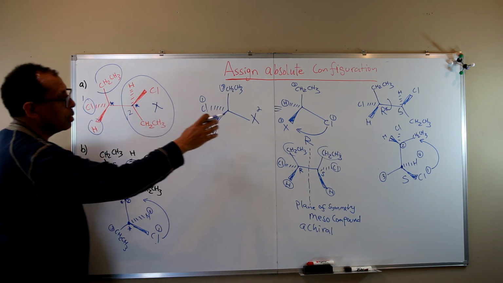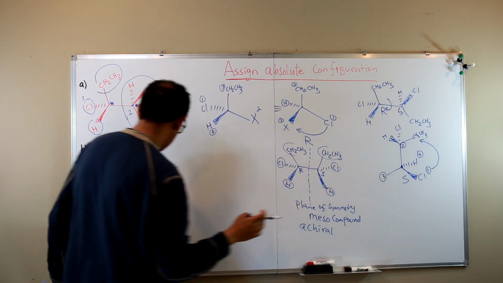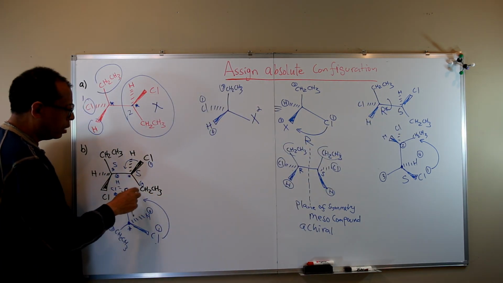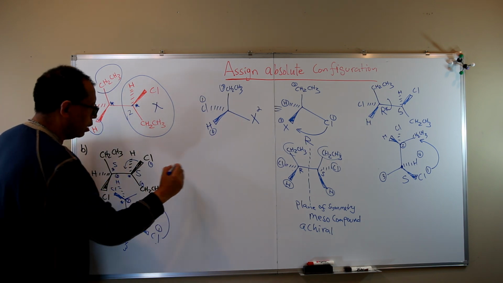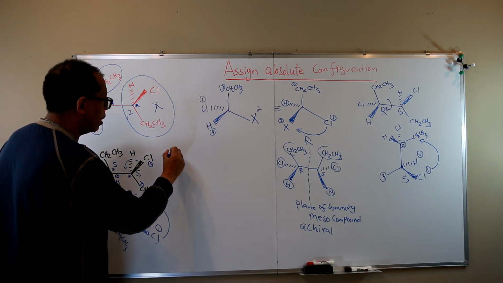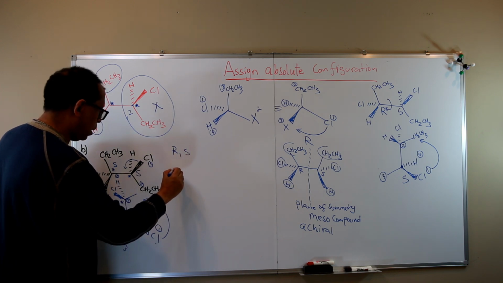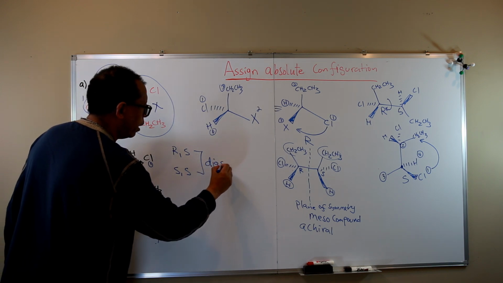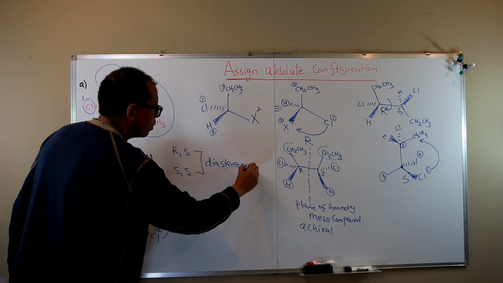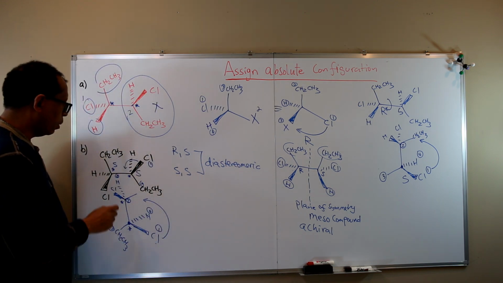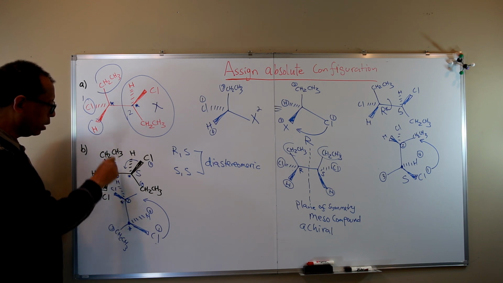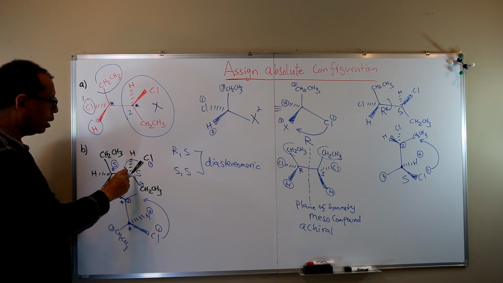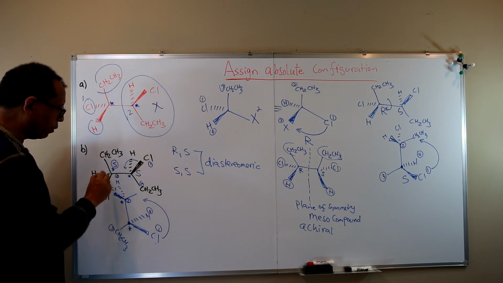So if this is RS, but this is SS, the relationship between these two is diastereomeric. RS and SS, they are diastereomeric. So, can you draw any plane of symmetry in this? That's impossible, because S cannot be R here. It's already an absolute configuration S. So there is no plane of symmetry for this one.